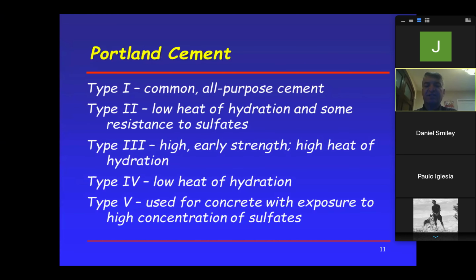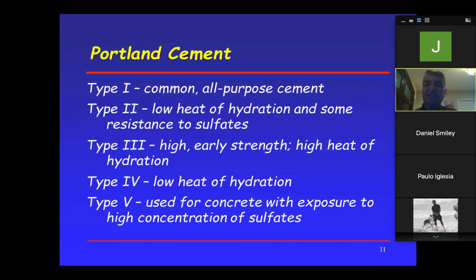All right, so let's see the difference here. Type 1 is common, all-purpose cement. You want to do a sidewalk, a curb, a walkway, a patio, type 1 works for you. Okay? Now, type 2, low heat of hydration and some resistance to sulfate. Low heat of hydration means the heat byproduct is not that much. Why do we care about that? When you build a massive structure or a very thick structure with all that heat inside, can you imagine how hot that thing is going to get?